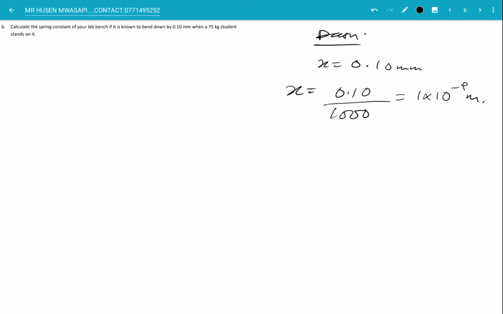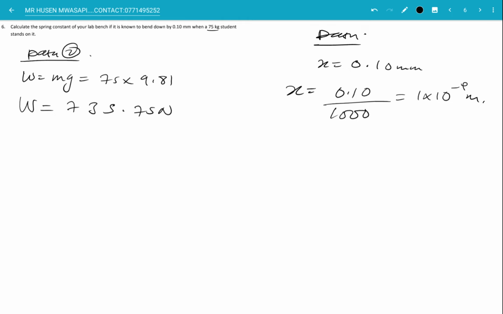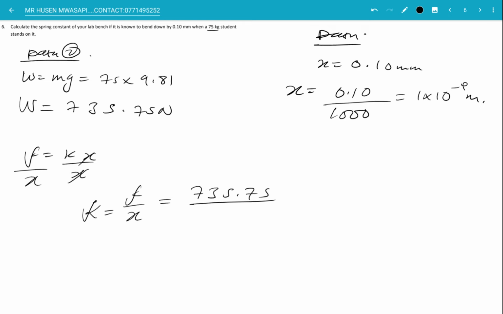From there, we also need to know the force. So to find the force, we know the mass. We can say weight is equal to mg. So 75 times 9.81 will give you 735.75 newtons. Then you can say force is equal to kx. We want the constant, so divide by x. k is equal to f over x. The force is 735.75 over the extension, which is 1 times 10 to the minus 4.